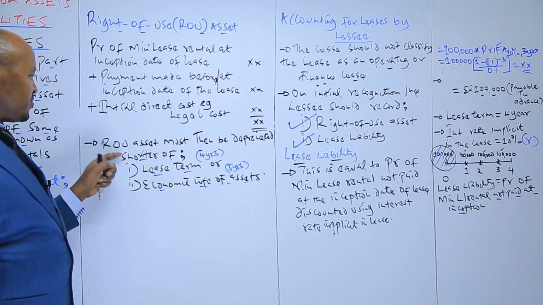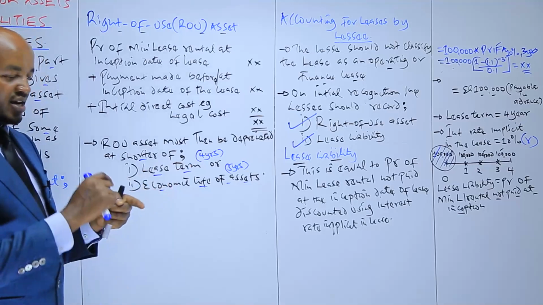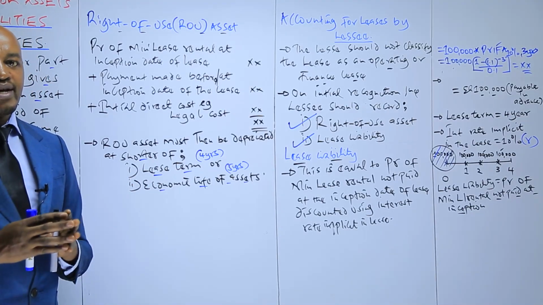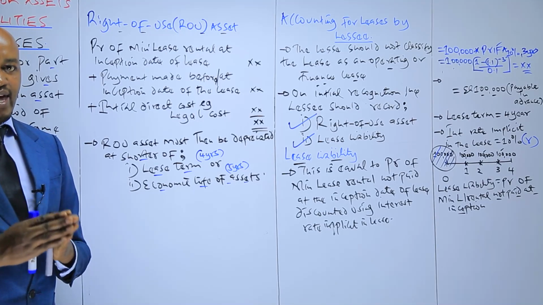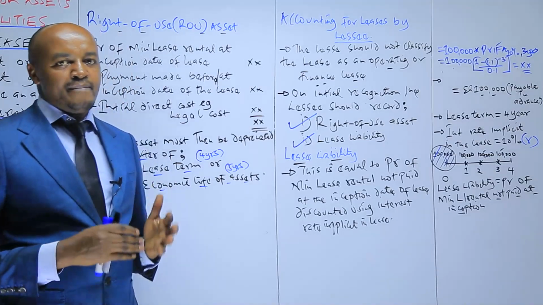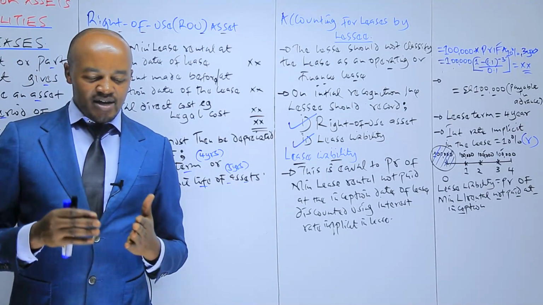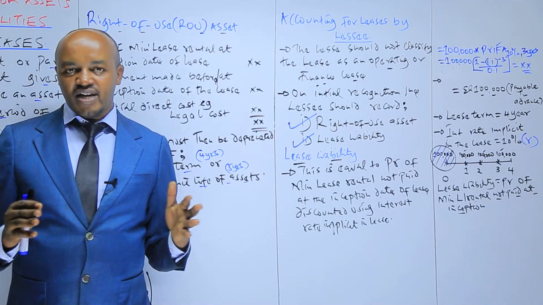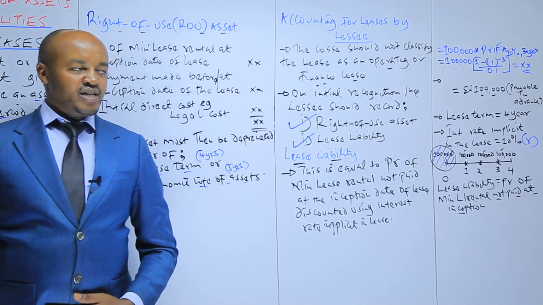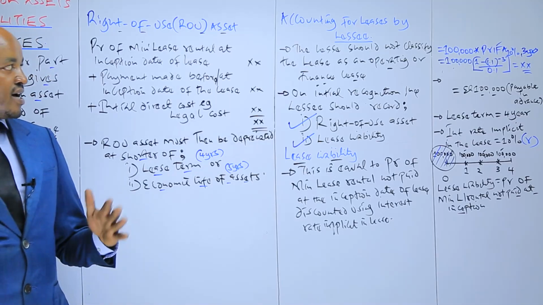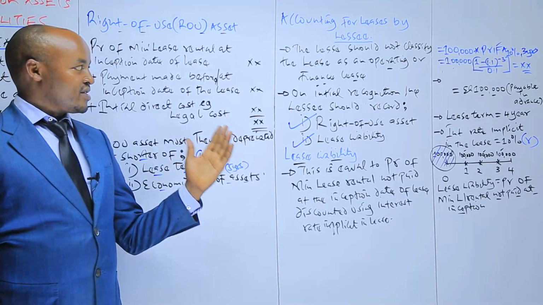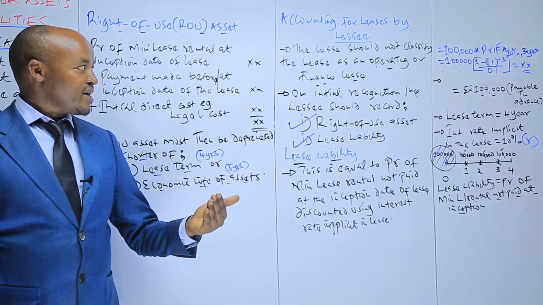So what you do, you take the value you have determined here, and then you divide that by 4 years. Whatever you get is the depreciation per annum, which should be recognized by the lessee in the income statement as what? As an expense. So it is important to note that according to this standard, IFRS 16, it prohibits the lessee from classifying the lease as a finance or an operating lease.